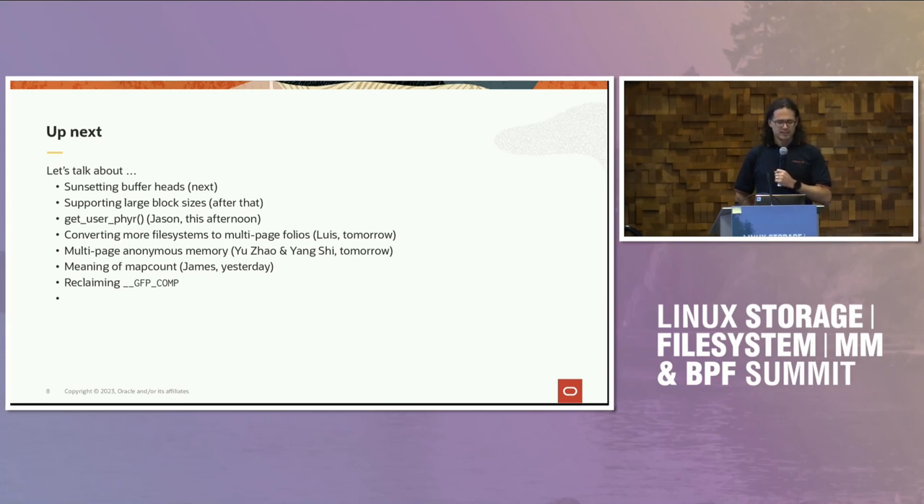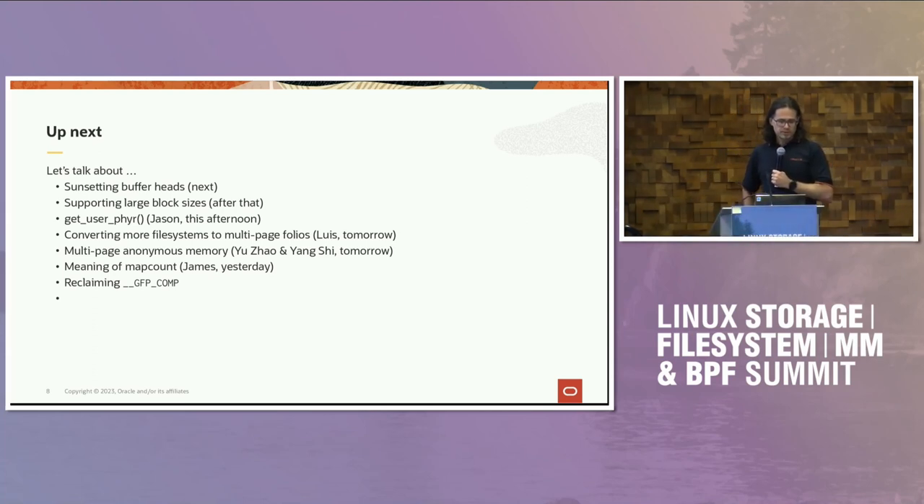it's just going to be a good idea, and if we can get rid of buffer heads, that's a whole bunch of code that doesn't need to be converted. We have better interfaces available for get user pages, or we hope to have that, and Jason's going to be talking about this afternoon. Luis is going to be talking about converting more file systems over to using multi-page folios, and that's tomorrow.